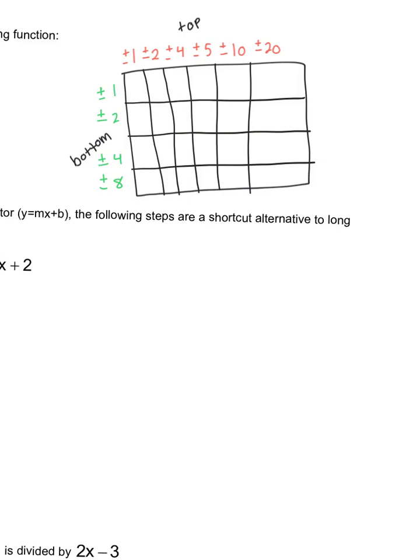So now I'm going to start dividing. I'm going to take the top divided by the bottom. First step, I'm going to do 1 divided by 1, and you're going to keep the plus minus in front of it. Then you're going to go to the next number on the top. So plus or minus 2 divided by 1. 2 over 1 is 2. Plus or minus 4 divided by 1 is 4, and so on.